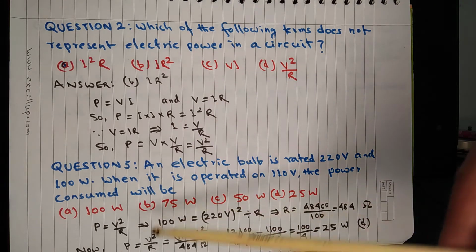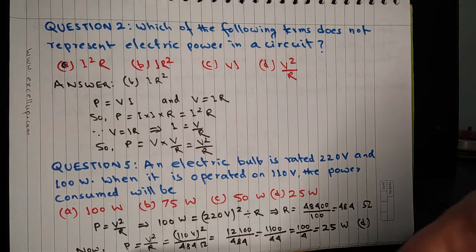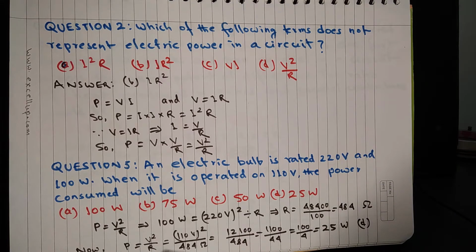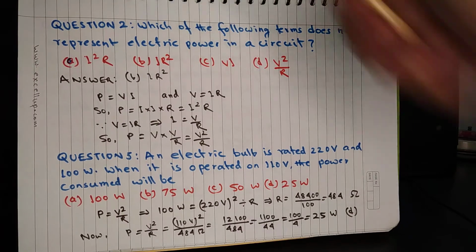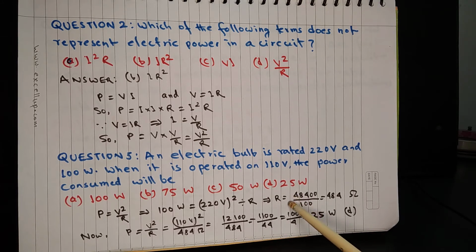Now using the same formula with the value of resistance, we can find the power consumed in case of 110 volt. So P is equal to V square upon R, which is equal to 12,100 upon 484, which is 25 watt. So D is the correct answer.